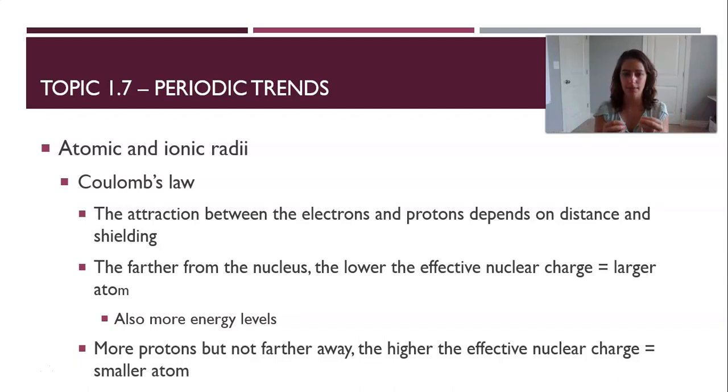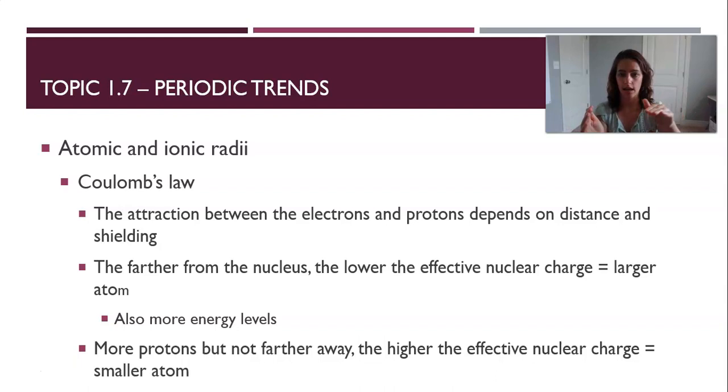More protons, but not farther away, the higher the effective nuclear charge, the more that nucleus is going to pull on those electrons. As they pull, they're going to pull them in closer, so you get a smaller atom. Trend-wise, what does this mean? As you move from left to right across a row, you're increasing the effective nuclear charge because you're gaining protons, but your electrons are going into the same energy level. So your atom is actually getting smaller.